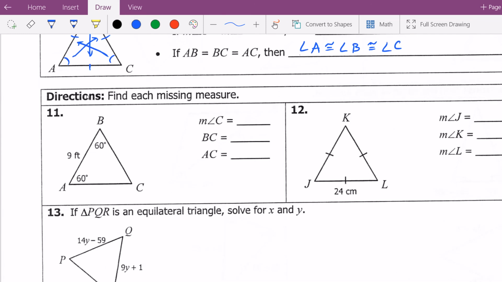So number 11. Again, if they're all going to be the same, we've talked about this. If we have these as 60, we can do 60 plus 60, which gives you 120. 180 minus 120 tells me that the last angle is 60 as well. So now all three angles are 60 degrees, which means that all three sides have to be congruent. So if we have that AB is 9 feet, that means that every other side is also going to be 9 feet.